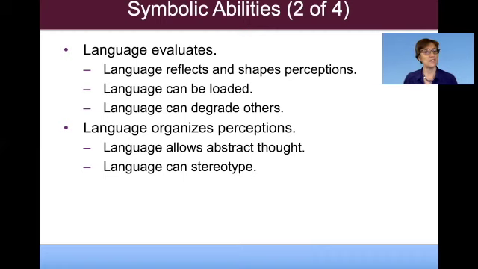Now, we did talk about this before as well, because we talked about perception, but now we're looking at how language influences perception, right? So language allows for abstract thought. We're able to think of categories rather than just a single thing that's right there in front of our face, okay? But on the negative side, that's what allows us to stereotype.